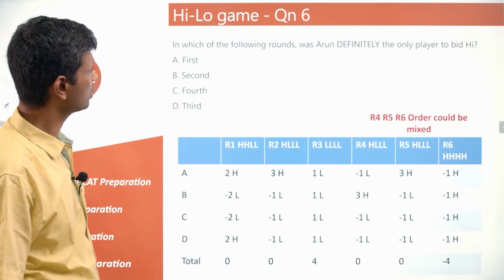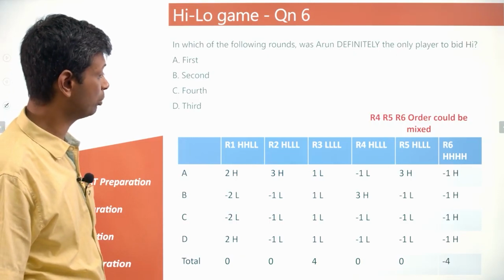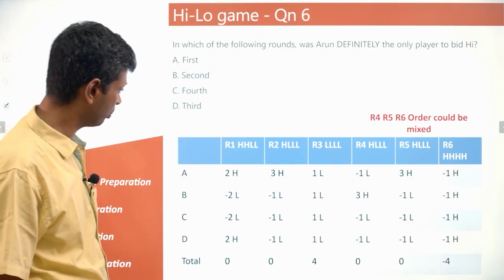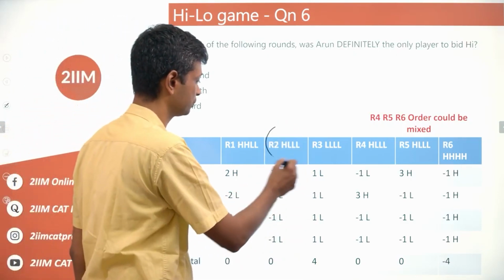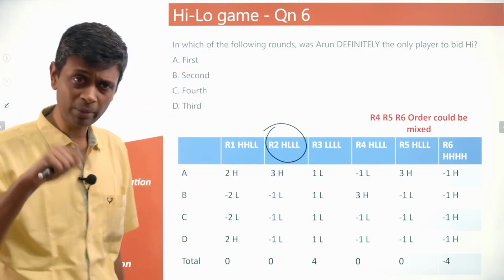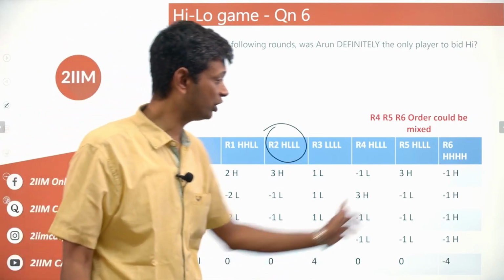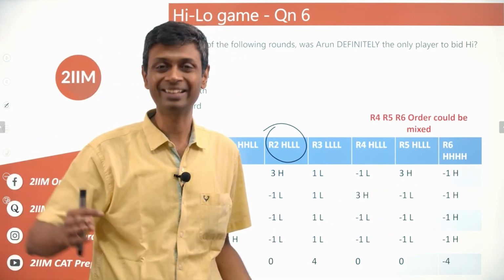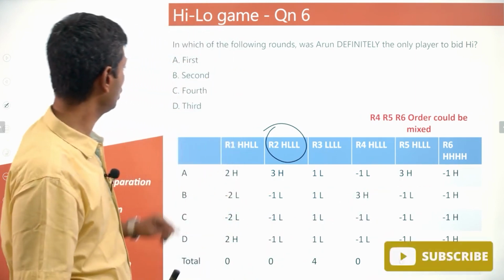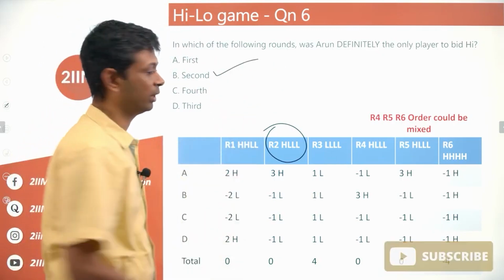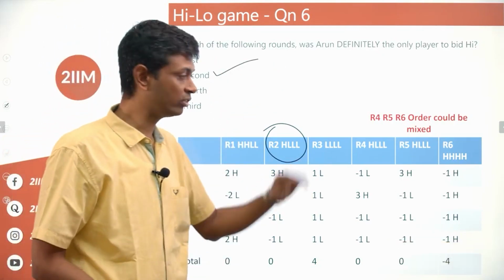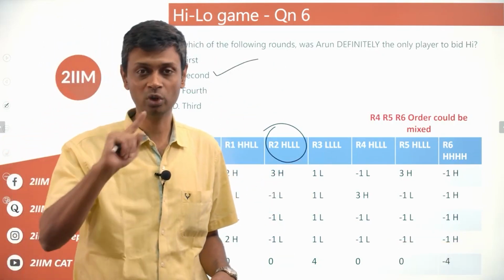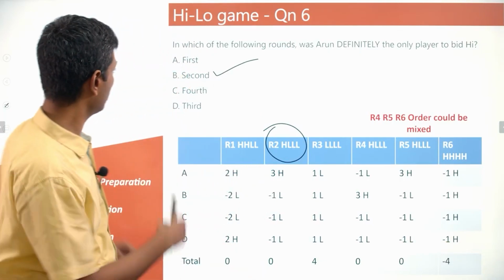In which of the following rounds was Arun definitely the only player to bid high? The only player to bid high definitely in round 2. He is the only player to bid high in one of these 3 rounds also, but we cannot say whether it was round 4 or round 5 or round 6. We can say for sure that in round 2 he was the only player to bid high, but in rounds 4, 5, 6, within that in 1 he was the only player. We don't know which one. So for sure we can say second round.